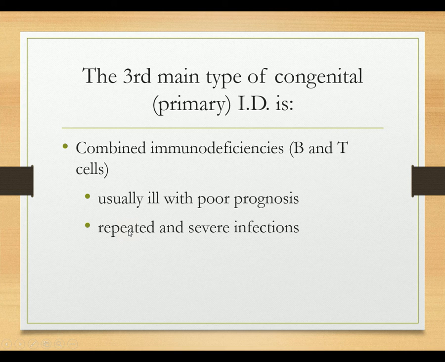Now, the third main type of congenital primary immunodeficiency is what we call combined immunodeficiencies. These involve the B cells and the T cells. Usually these are very ill children with very poor prognosis with repeated and severe infections. Years ago, there was a movie called The Boy in the Plastic Bubble with John Travolta. Yes, I'm telling my age. And he had severe combined immunodeficiency.